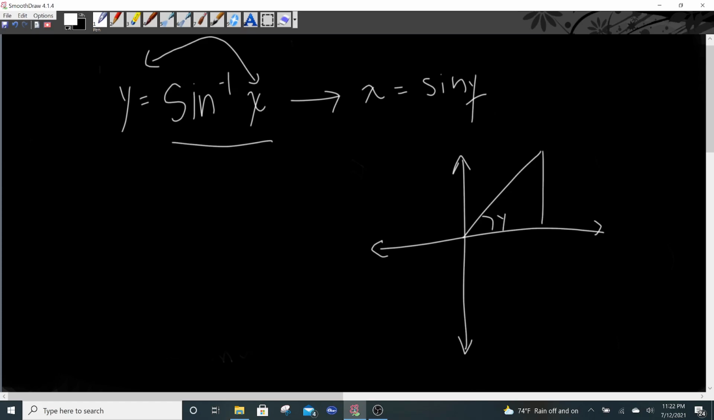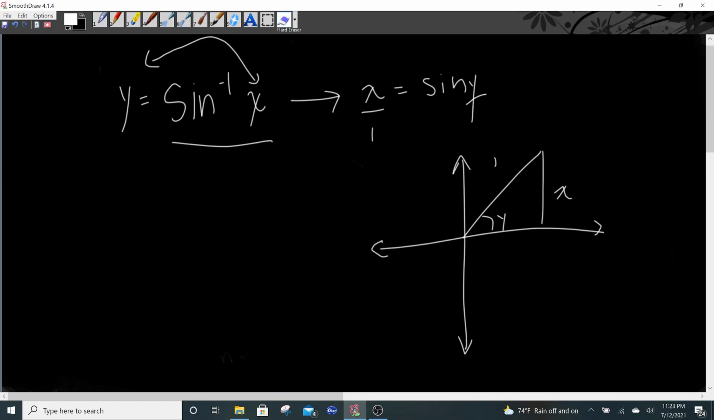So we have sine y, which means that y is going to be our angle. And we're saying that x, which is presumably x over 1, is equal to sine y. If y is our angle, that means that our opposite is going to be x, and our hypotenuse is going to be 1, because sine of anything is opposite over hypotenuse. So based on that, the side opposite to the angle is x, and the hypotenuse is 1.